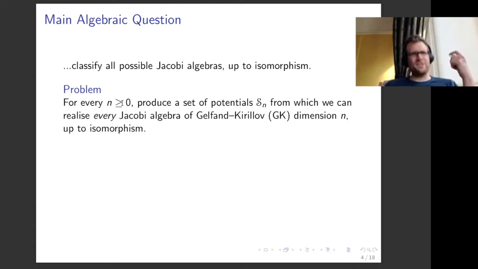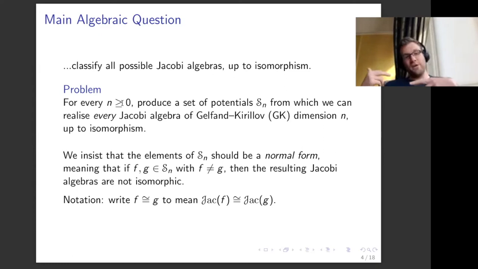And if you want to make it just slightly more outrageous, you furthermore want to solve the identification problem. If I hand you two algebras, in general, it's really hard to know if they're isomorphic or not. But actually we're insisting we're also going to solve that problem. And so we want the elements to be in normal form. So if I take two distinct elements in my set, then the resulting Jacobi algebras are definitely not isomorphic. So not only do I want to realize all the algebras, I want to say here are the exact precise isomorphism classes.